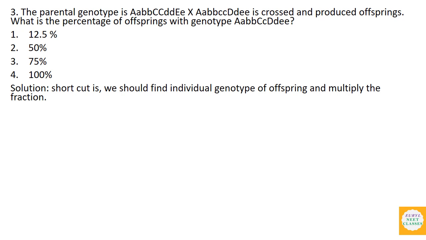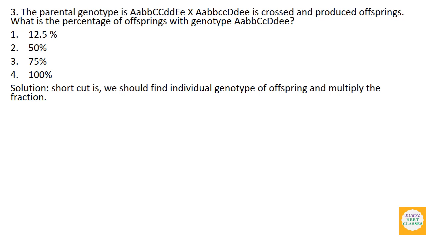The parental genotype is capital A, small b, small b, capital C, small d, capital E, small e, crossed with another parent of genotype capital A, small b, small c, capital D, small e, small e, and produced offsprings.